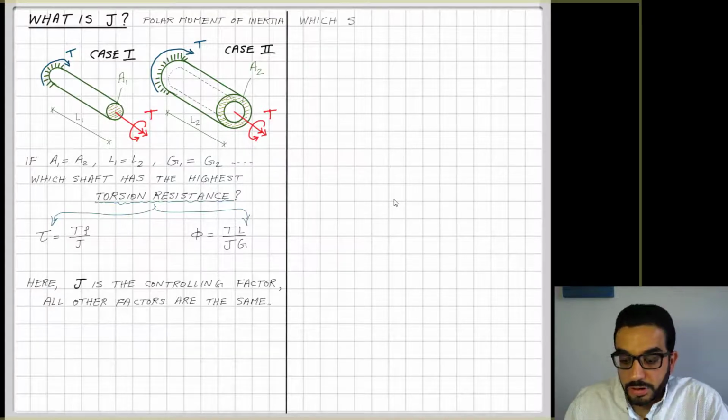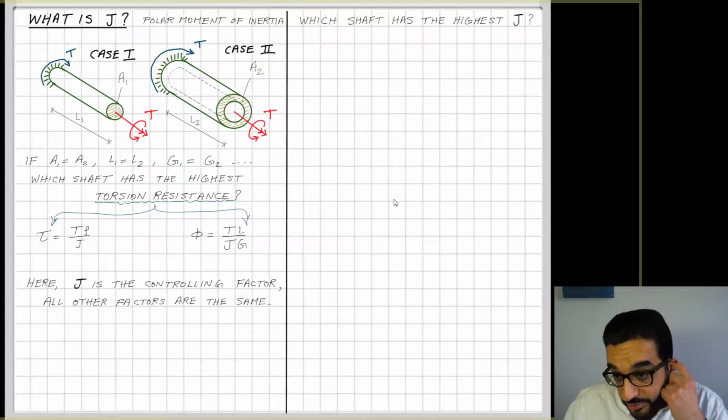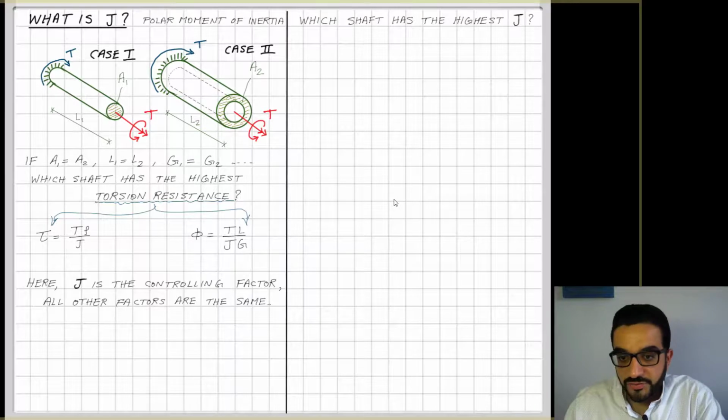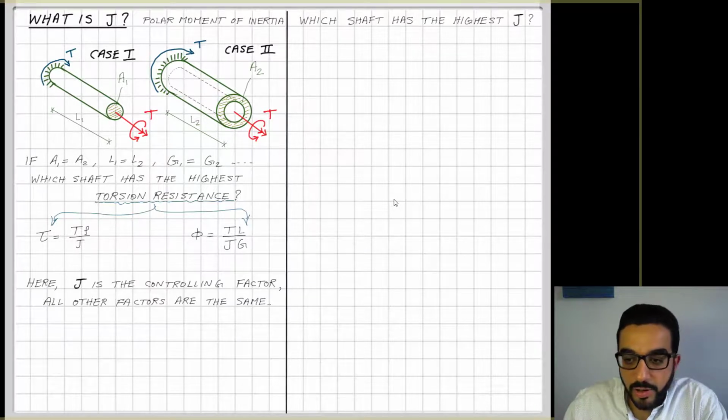So now the question is, which one has the highest J? Because if you look here, J has an inverse relation with both tau and phi. So if you want the highest resistance to torsion, you want the least tau and the least phi, which happen with the highest J. So the question turns out to be, which one has the highest J?